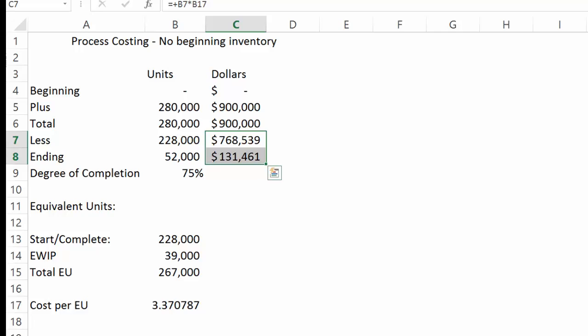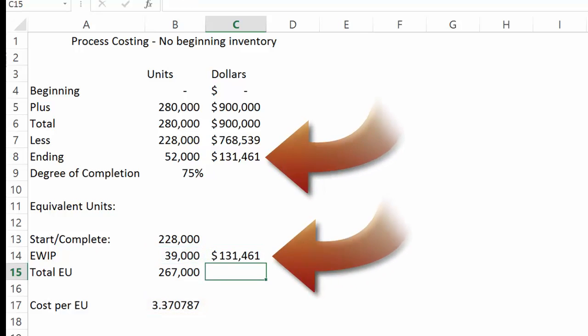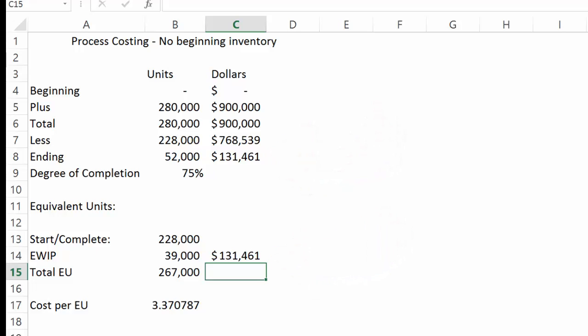But I want to check to make sure that that's right. So I'm going to take my 39,000 equivalent units and multiply that by the cost per equivalent unit. And I'm going to compare those two numbers. And those are, in fact, the same. So we've done that math correctly. This is going to be pretty straightforward when you're doing no beginning inventory or doing weighted average. But this is a very important step when you get to first in, first out, because sometimes you can make a mathematical error that's a little less obvious.